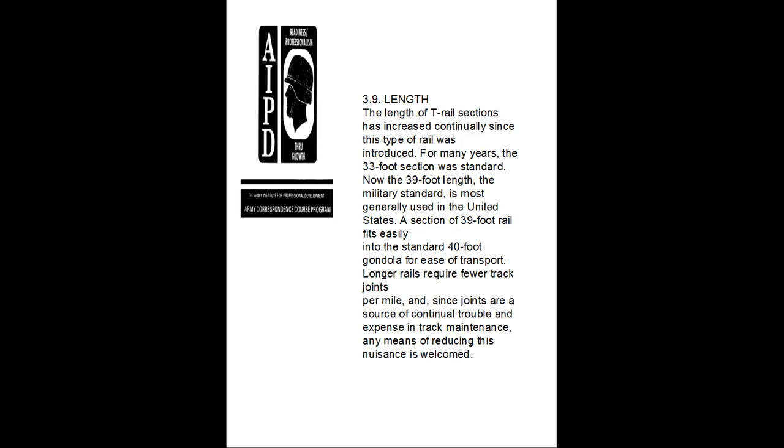Now the 39-foot length is the military standard usually generated in the United States. The 39-foot railway standard and the 40-foot gondola are the longer ones, easier for transportation, with longer rails giving fewer track joints per mile. Since the joints are a source of continual trouble and track maintenance expense, any means of reducing the nuisance is welcome.